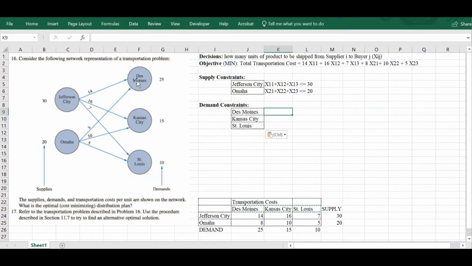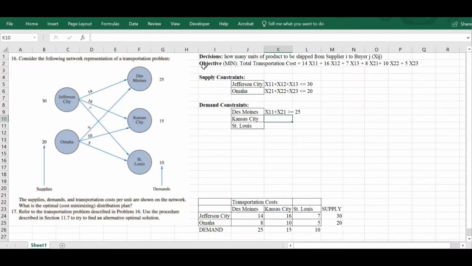So now the total amount shipped to the first buyer should be greater than or equal to 20. So X11 plus X21, it can come from supplier 1 or supplier 2. That should be greater than or equal to 25. Like I said, you can put equality here as well.